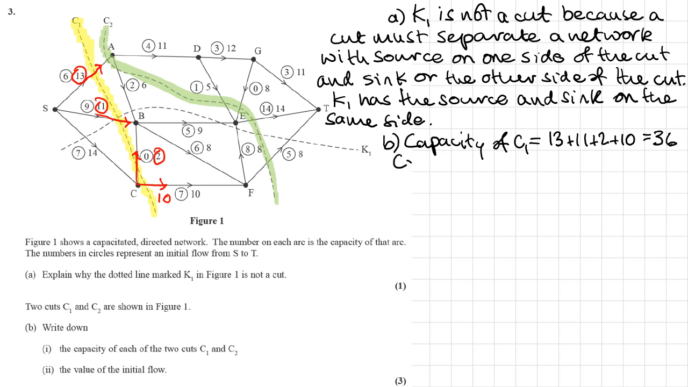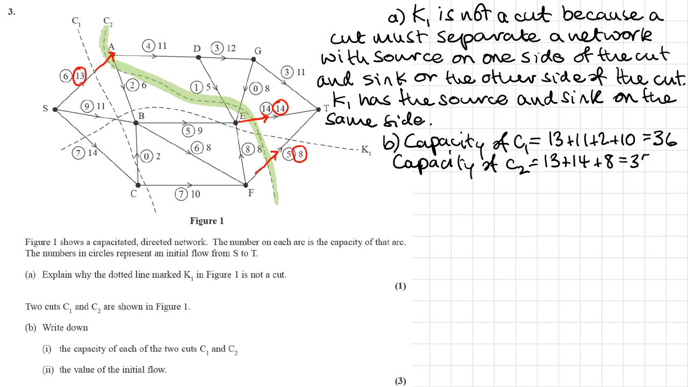So now let's look at the capacity of C2. Let's have a look at which arcs they are, flowing from one side of the cut to the other. So we have 13 here. What else do we have? We've got 14 here, and 8 here. So we'll just add those up. 13 plus 14, that's 27, plus 8, that's going to be 35. So that's the first part of part B.